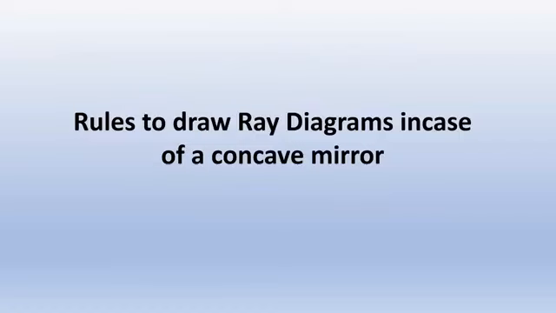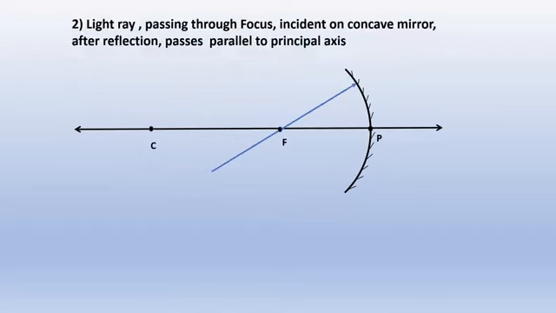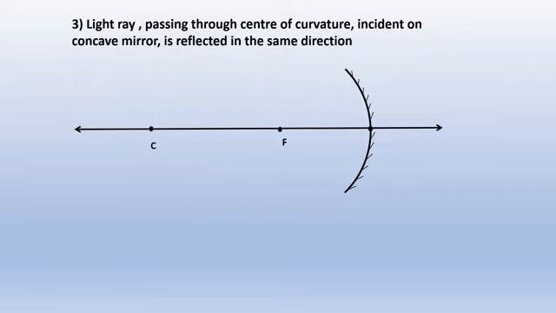Now let us revise the rules to draw ray diagrams in case of a concave mirror. A light ray passing parallel to principal axis incident on the concave mirror passes through focus after the reflection. When light ray passes through focus, after reflection, it passes parallel to principal axis. The third rule, when light ray is passing through center of curvature, after reflection, it retraces the path. That is, it gets reflected in the same direction.